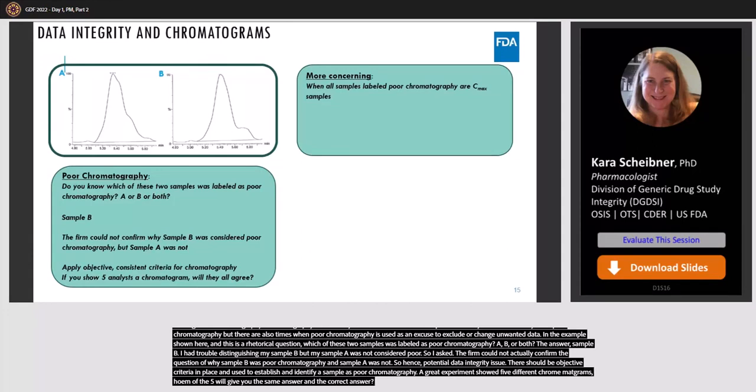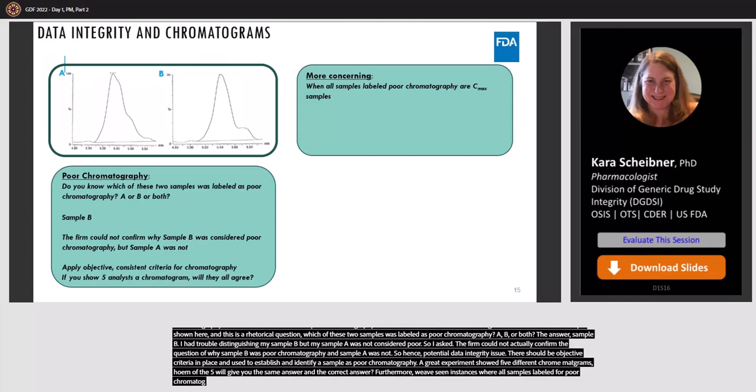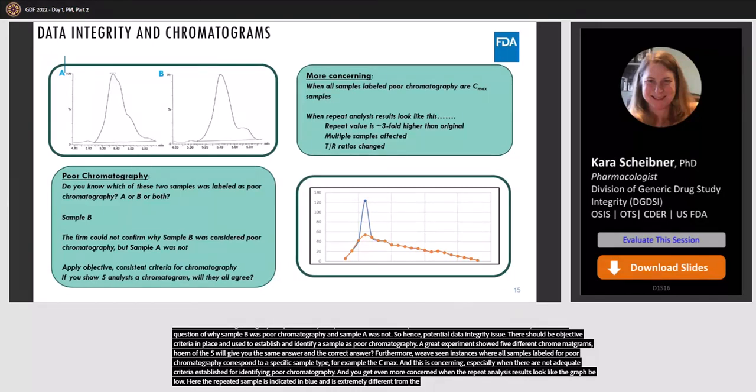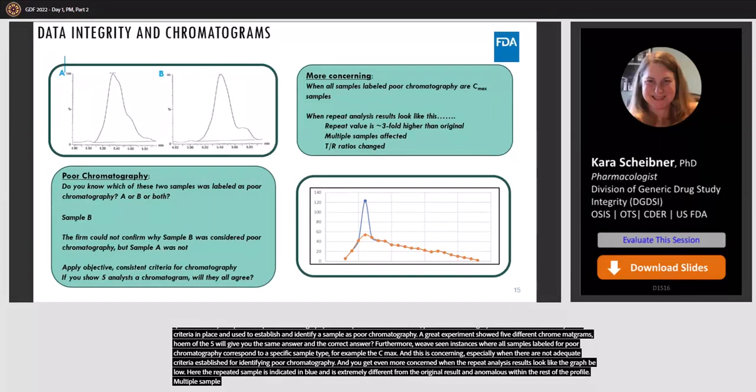Furthermore, we've seen instances where all samples labeled for poor chromatography correspond to a specific sample type, for example, the Cmax. And this is concerning, especially when there are not adequate criteria established for identifying poor chromatography. We get even more concerned when the repeat analysis results look like the graph below. Here, the repeated sample is indicated in blue and is extremely different from the original result and anomalous within the rest of the profile. Multiple samples with this type of change can result in a change of the TR ratios and subsequent change in the overall PK results.